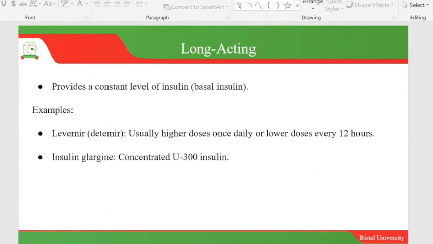Levemir, which can also be known as Detemir, and this one is usually given in higher doses once, or can be given in lower doses twice a day, that is 12 hours apart. So it can either be given in higher doses once in a day in 24 hours, or in lower doses 12 hours apart. The other one is insulin glargine. This one has a concentration of up to 300 units of insulin.